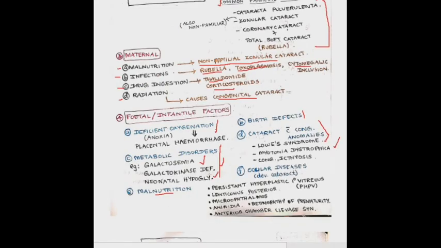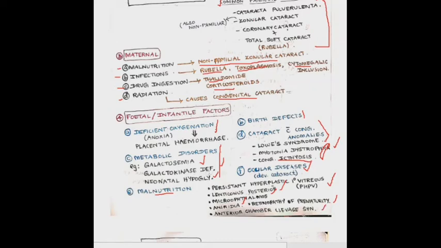Now, the other, congenital ichthyosis. This is rarely related with cataract. It is a dry scaly skin syndrome where cataract is rarely associated. Then ocular diseases. Ocular diseases which are associated with cataract include persistent hyperplastic primary vitreous, lenticonus posterior, microphthalmus, aniridia, retinopathy of prematurity, anterior chamber cleavage syndrome.